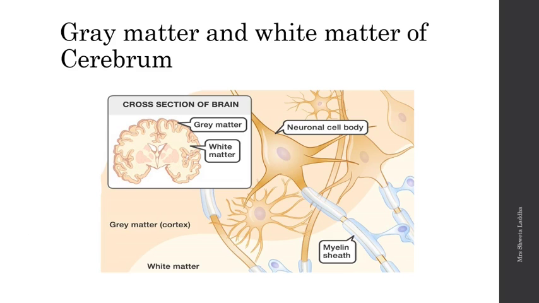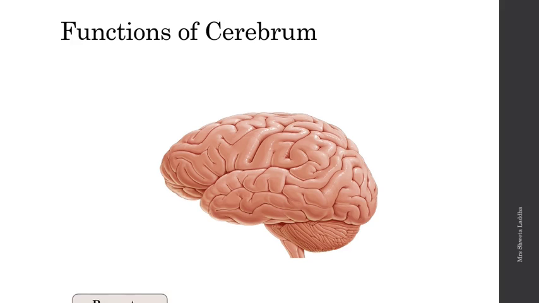The outer matter present in the cerebral cortex is gray matter, which is made up of neuronal cell bodies and non-myelinated neuron fibers, whereas the medulla is made up of white matter, which consists of myelin sheath. So these are the two regions: the outer gray matter and the inner white matter present in the cerebrum. Functions of the cerebrum.